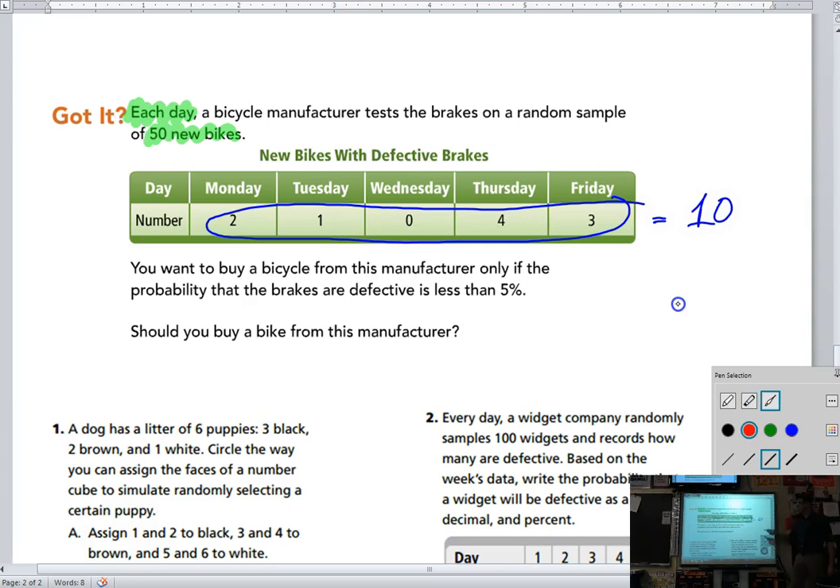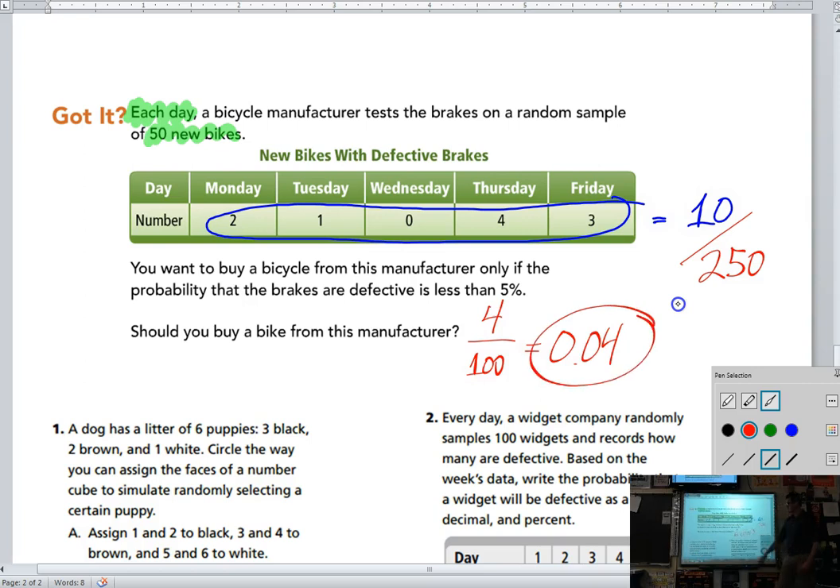250. So, how many days do we have here? Five. So we will really have 250. So it's 10 out of 250, which is 1/25th, or if I compute that up to 100, it'd be 4 over 100. 0.04, yeah. So that is, on average, a 4% defect.